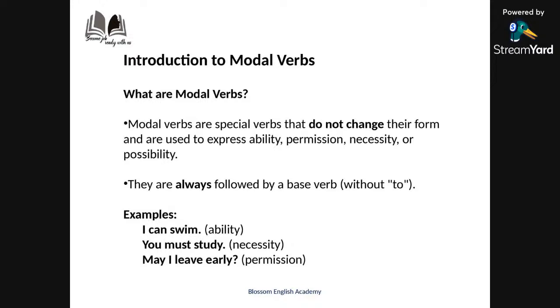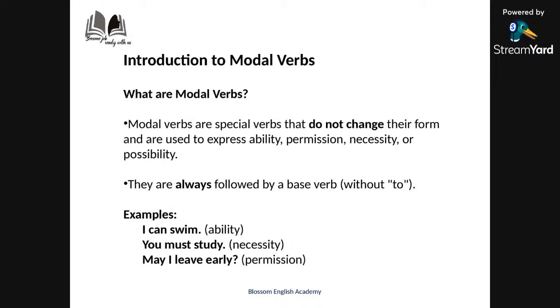But modal verbs remain the same, and these verbs are always followed by a verb in its first form. The verb should always be in its first form, and these verbs do not change their forms. Okay, let's look at the examples.